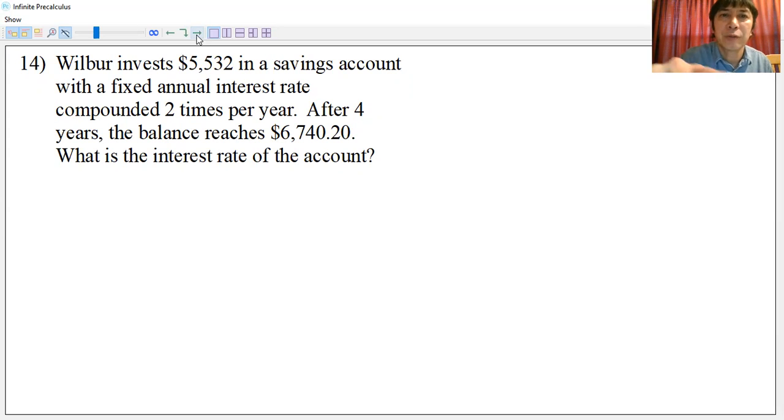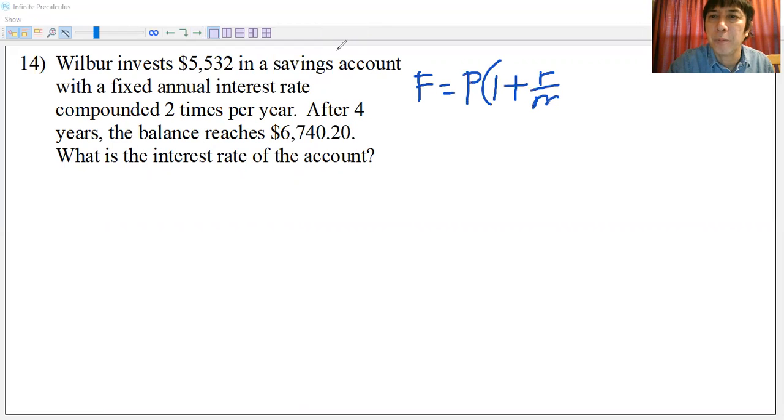All right, so we're going back to the formula. Our basic formula: future amount equals present amount times 1 plus R over M, raised to the product of the compounding period and the total number of years. What are we looking for this time? What is the interest rate? So we're looking for R here.